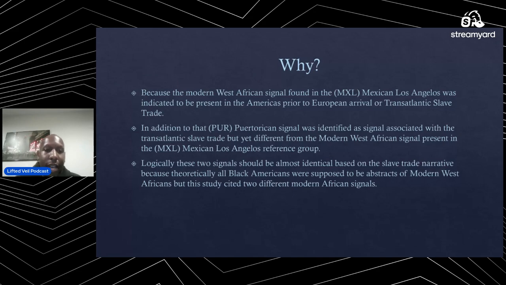In addition to that, the Puerto Rican signal was identified as a signal associated with the transatlantic slave trade, but yet different from the modern West African signal present in the Mexican Los Angeles reference.